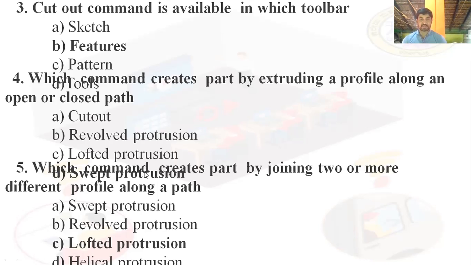Next question: which command creates a part by joining two or more different profiles along a path? The swept protrusion we studied requires only one section and one path, and revolved protrusion adds material in the radial direction. Lofted protrusion is the correct answer. Lofted protrusion makes the part by drawing two different sections. So the correct answer for this is lofted protrusion.